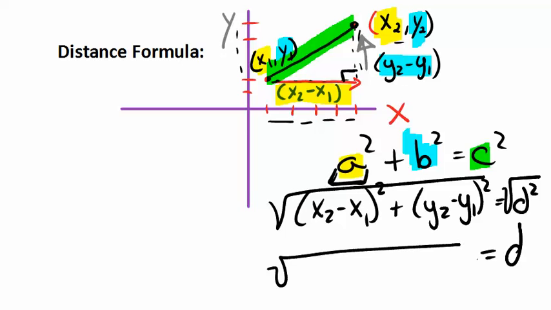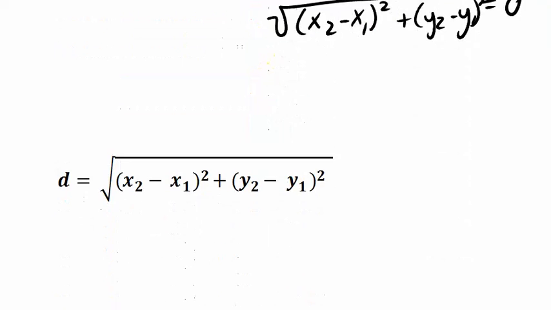So the distance between 2 points can be found as the square root of x2 minus x1 squared plus y2 minus y1 squared. And this is something that you will actually need to have memorized. The square root of the quantity x2 minus x1 squared plus the quantity y2 minus y1 squared, and that will give you the distance between 2 points.